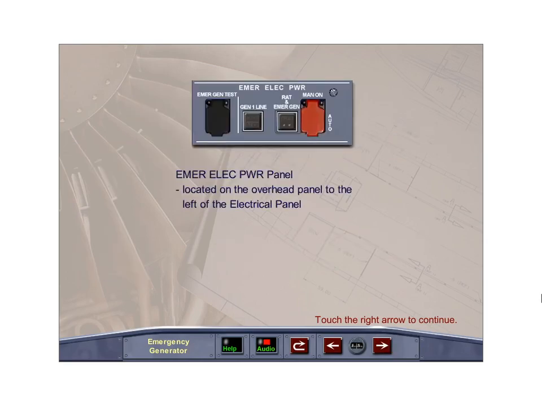The emergency electrical power panel is located on the overhead panel to the left of the electrical panel. It contains controls and indicators for the RAT and emergency generator. Caution: do not confuse the RAT and emergency generator manual on push button with the hydraulic RAT manual on push button located on the hydraulic panel, and vice versa.